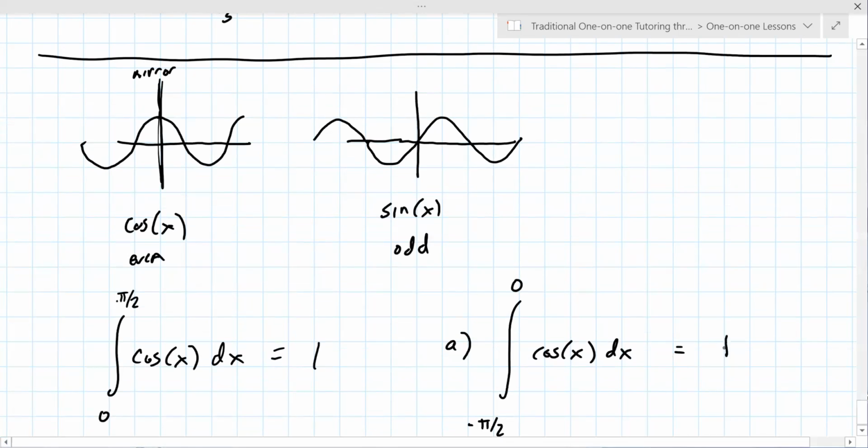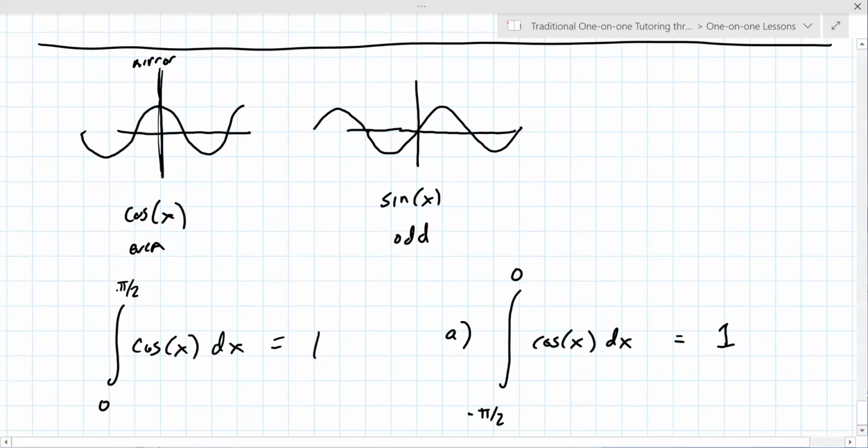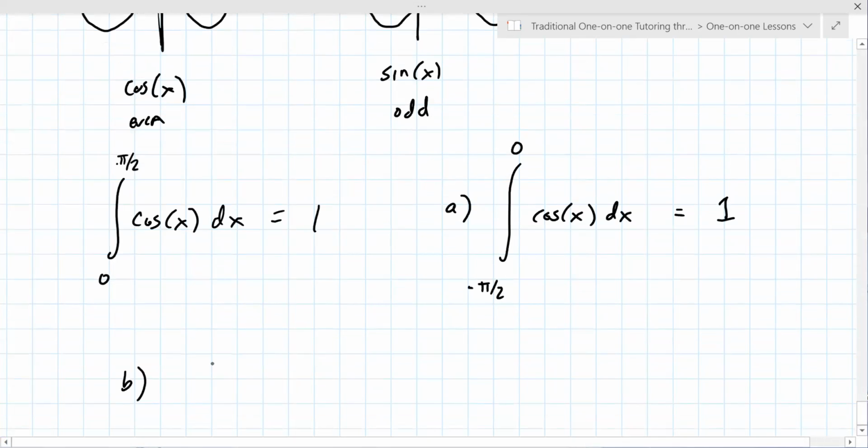1. It's also 1. So now, to summarize, to do them together here, what is the integral from minus pi over 2 to pi over 2 of cosine x dx? 2. 1 plus 1, which is 2, yes.